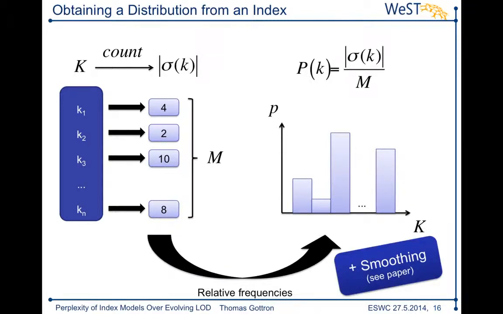Technically, you still have to take care of smoothing to overcome some unobserved key events that just came up later on in time after you have built your index, but for this I will refer you for details to the paper, or there is also a paper at the Profiles workshop at this conference where you will find more information about smoothing linked data indices.